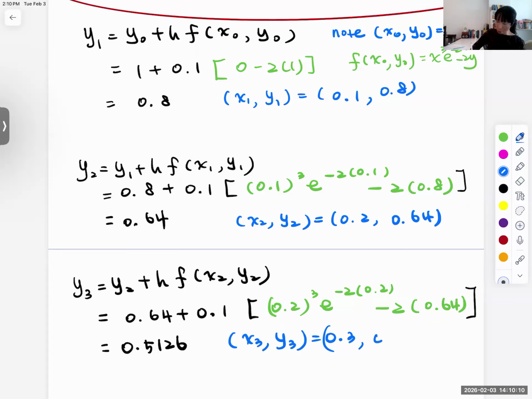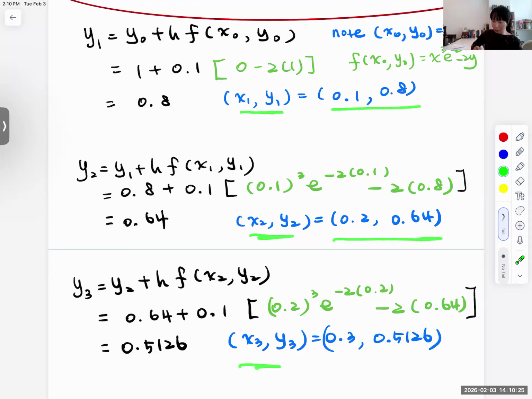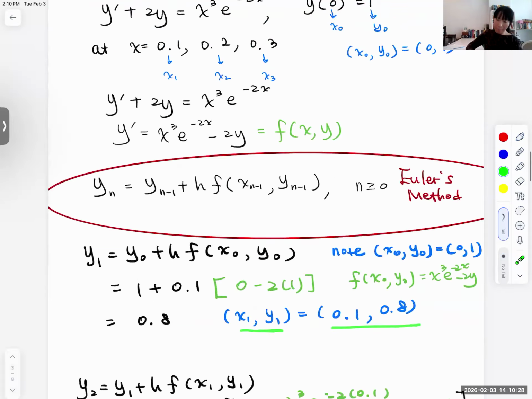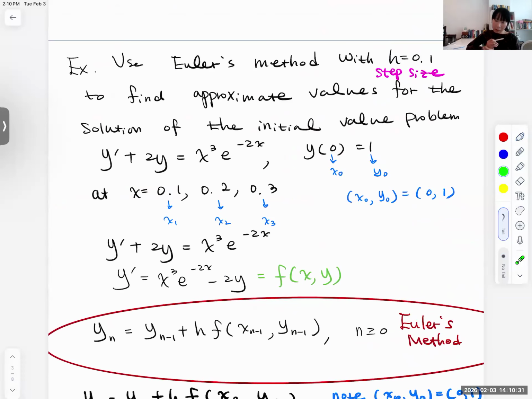And y sub 3 will be 0.5126. Okay, so this is how we find x sub 1, y sub 1 there, x sub 2, y sub 2 there, x sub 3, y sub 3 there. So we make approximate values for the solution with the initial value y of 0 equal to 1 with that differential equation with the step size 0.1.